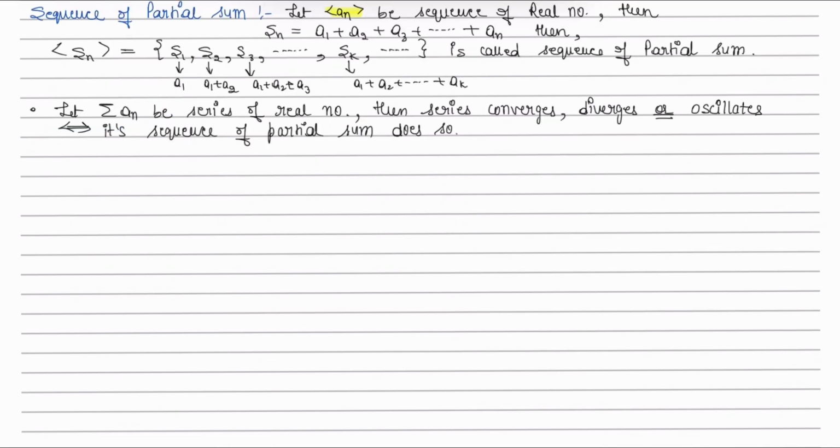So what this means is that series an will behave the same way its sequence of partial sums does. If the sequence of partial sums is convergent, then the series is convergent. If the sequence of partial sums is divergent, then the series is divergent. If the sequence of partial sums oscillates, then the series also oscillates.